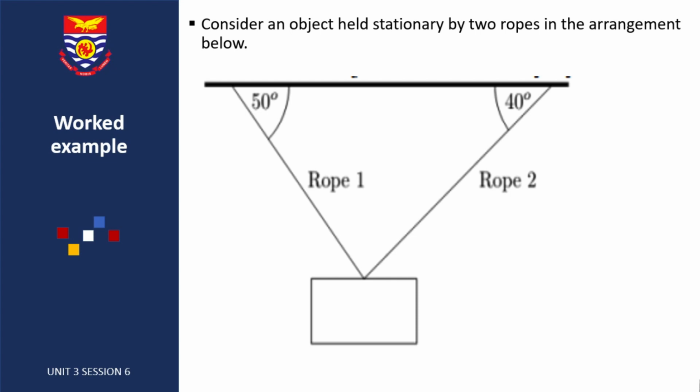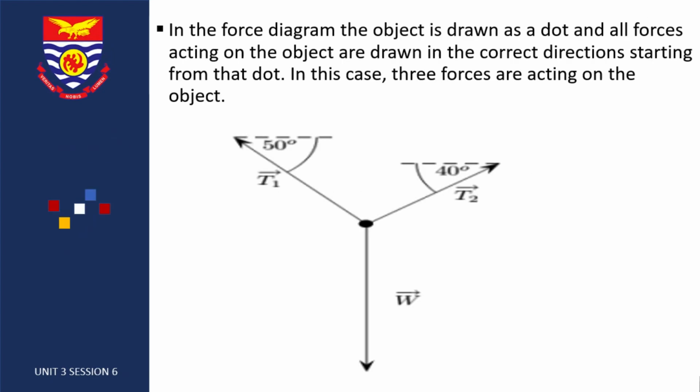Now let's consider an object that is held stationary by two ropes in the arrangement that has been shown. So we have rope 1 and rope 2, and they are acting at different angles on the body. Now, if we are using a force diagram, the object must be drawn as a dot, and all forces acting on the object are drawn in the correct direction starting from that dot. So in this case, we have three forces acting on the body.